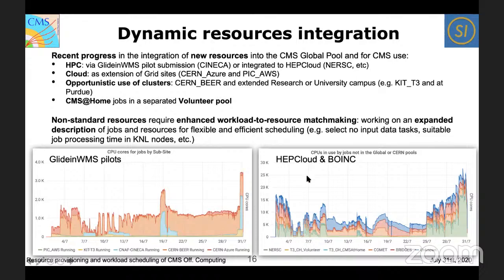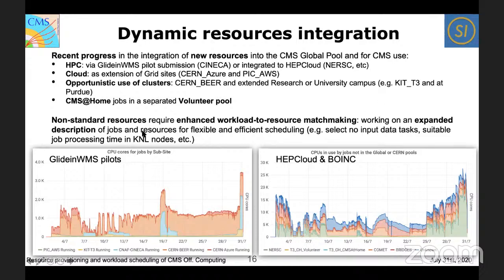So these two plots are showing basically all these components, how they are already providing resources. So you can see, for example, here, the main component in this CERN beer running, Kenaf Cineca also contributing with several peaks. And on this part, you have the HEP cloud elements with several HPCs in the US, mostly NERSC, but also Comet and Bridges.